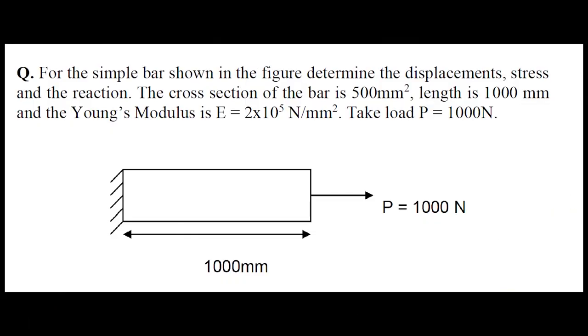This is a simple bar. It has 1000 mm length. Left hand side is fixed and the right hand side has a force acting which is 1000 N. The cross sectional area of the bar is 500 mm². The Young's modulus E is 2×10⁵ Newton per millimeter square. The theoretical answers will be discussed later.